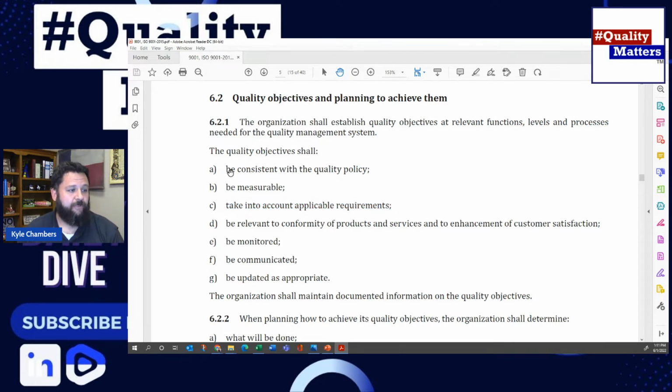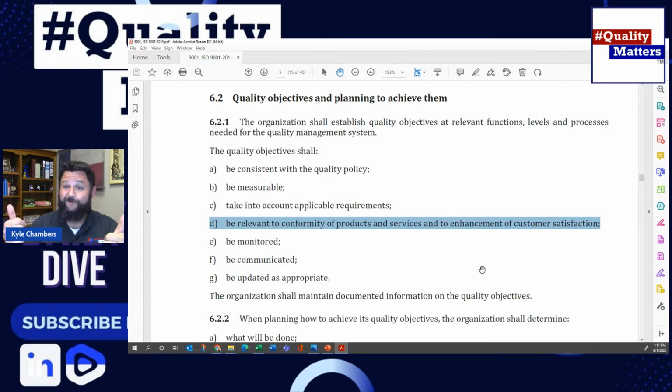Nowhere near as important as being measurable. We have to make certain that it is relevant to the conformity of products and services to enhance customer satisfaction. Oh my gosh, could they be more wordy there? We want good products and services. We don't want pissed off customers. That might be something else fun to do. Let's rewrite the standard in common English. I think that'd be fun.